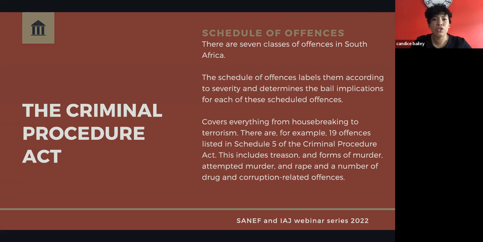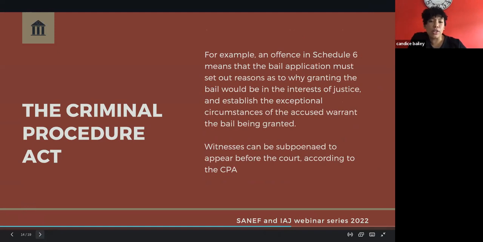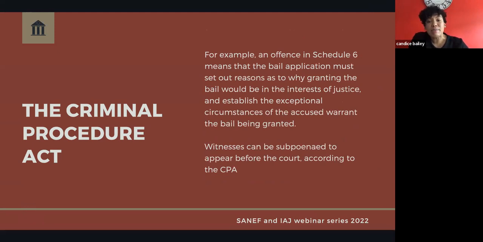So the schedule of offences is quite an important determination, because it also helps you understand how to report on these cases and what you should know, the processes that are going to happen when a specific case is going to be heard. So, for example, with Zandile Mhaga, in a Schedule 6 offence, the bail application will set out reasons why it would be in the interest of justice to grant bail. And the onus in this instance is on the state.